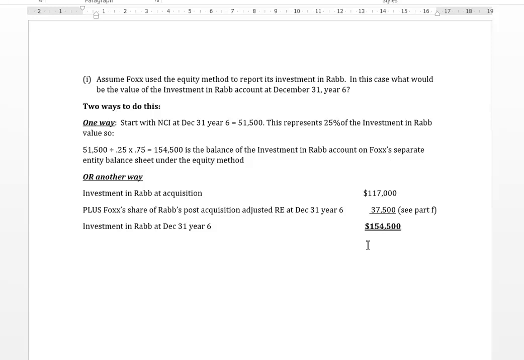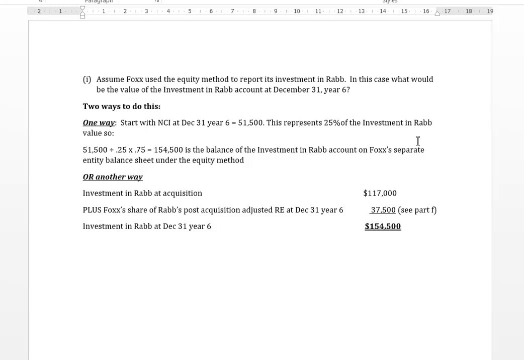You remember when we did question 4, we said there were two different ways to do it. The first way is to start with the non-controlling interest at December 31st. The reason I'm doing it at December 31st is because that's the date at which we want to calculate the value of the investment in Rabb account on the balance sheet of Foxx. So don't forget what NCI represents. It represents 25% of the investment, because the NCI shareholders are picking up their portion of the investment, right? So 25% of that investment would be equal to NCI share.